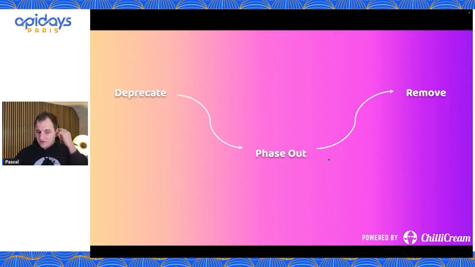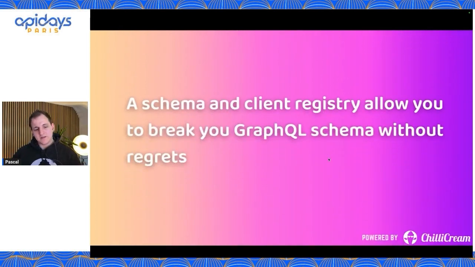This really enables you to first deprecate the field and then phase out the field over a history of client versions. And then when all the client versions which still use the deprecated fields are out of support, you can safely remove the field. And you can also flag this as only break when there is a breaking change in a client. Good. So if I have to summarize everything which I said in this talk, then it's basically a schema and the client registry allow you to break your GraphQL schema without having regrets.